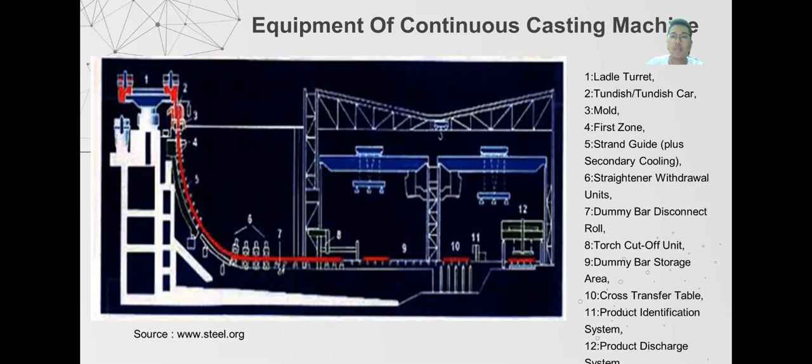Number 7 is dummy bar disconnect roll. Number 8 is severing unit. This is a cutting torch or mechanical shear to cut the solidified strand into the piece of further processing. Number 9 is dummy bar storage area. In this area, dummy bar and steel are separated. Number 10 is cross transfer table, for transfer to identification system. Number 11 is product identification system, to identify the product whether it contains defect or not. And then the last is number 12, product discharge system.